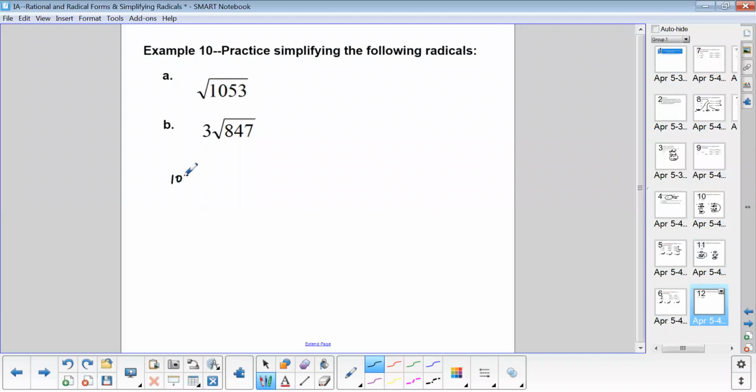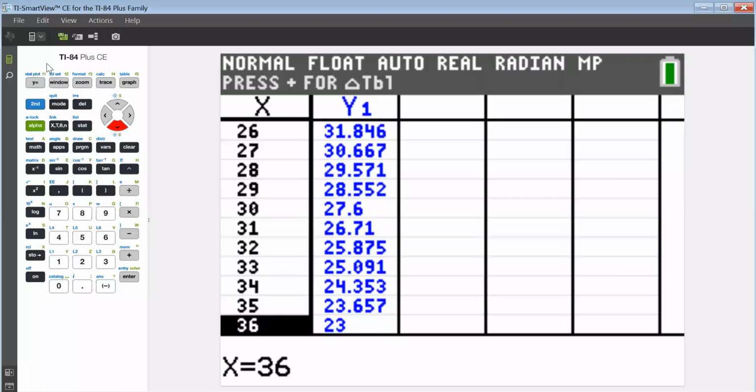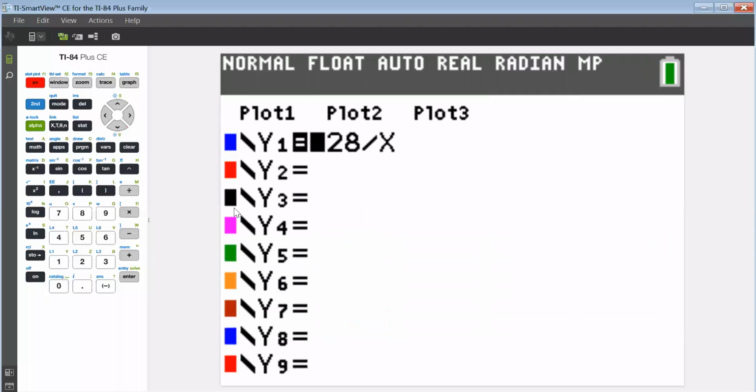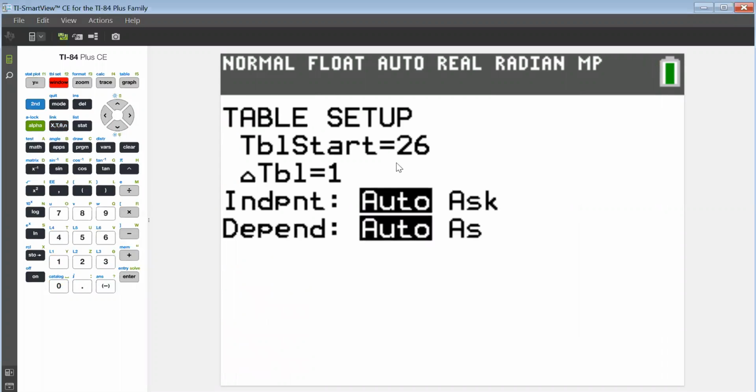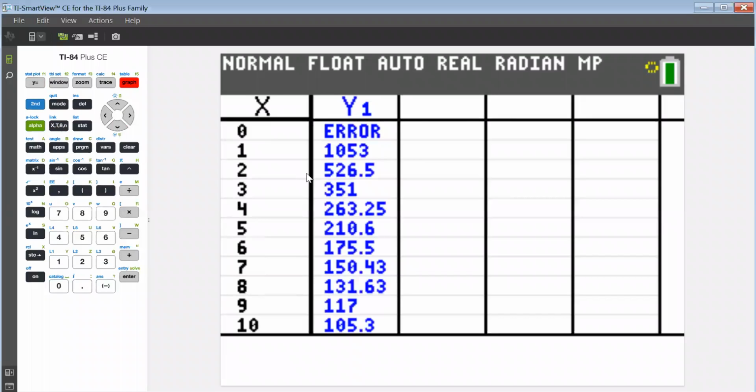Same with a square root of 1053, and 3 times the square root of 847. So 1053 divided by x. And remember, if you want to start your table at 0, you can go second window, and it says table set. So I'm going to start at 0 and then go back to second graph, and it should be right there.